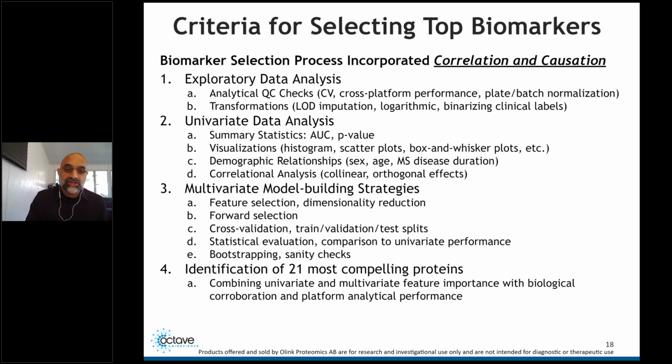Based on the study characteristics, we applied cross-validation techniques to ensure generalizability without overfitting our models. This included leave-one-out cross-validation, k-fold cross-validation, up to training models in independent studies and testing them in an independent cohort. This was combined, the univariate and multivariate feature importance, with biological corroboration and also analytical performance. I mentioned that we started by looking at the performance of the assays from an analytical perspective. So we combined these four considerations to identify the 21 most compelling proteins.